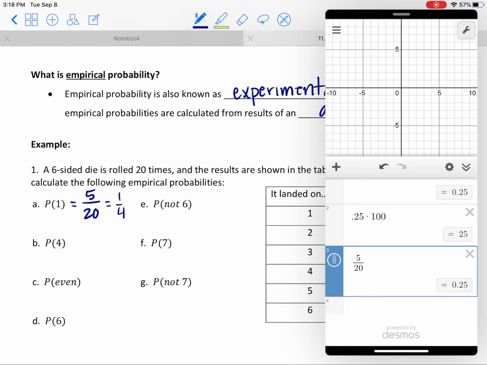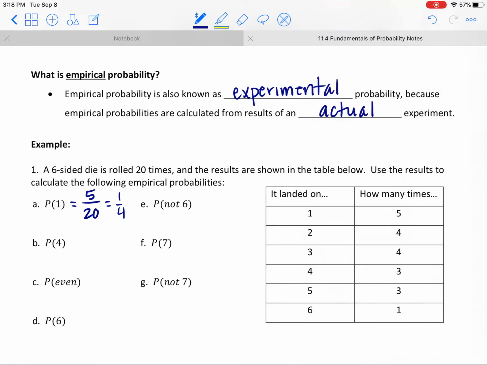Or we could do the decimal, which is 0.25. Or we could do the percent, which is 25%. Okay, but I'm totally okay with whatever of those. If you're going to leave it as a fraction, make sure it's reduced, but any one of those answers would be fine. Okay? How about the probability of, let's see, rolling a 4, landing on a 4?